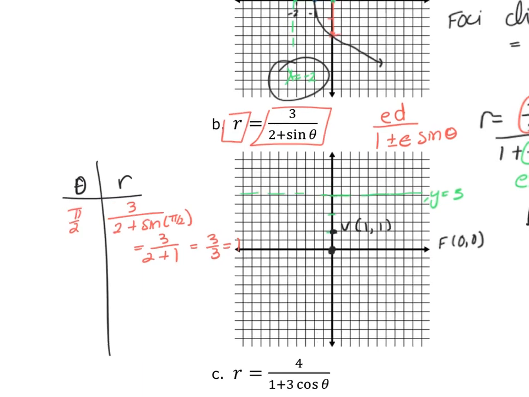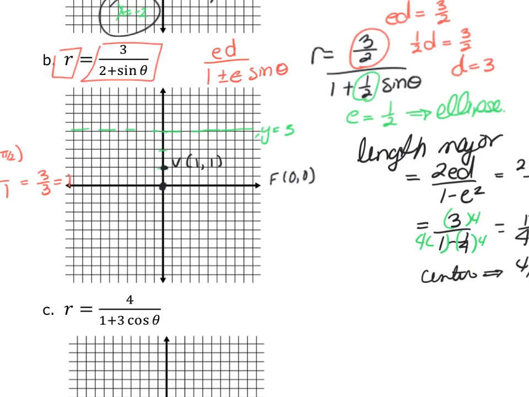And again, remember my distance of the major length was 4. So all I have to do is count out 4. 1, 2, 3, 4. So here's where my other vertex is. It is at the point, sorry, this should be the point 0, 1. This is the point 0, negative 3. Halfway between these two is where my center is. So my center is at the point 0, negative 1.